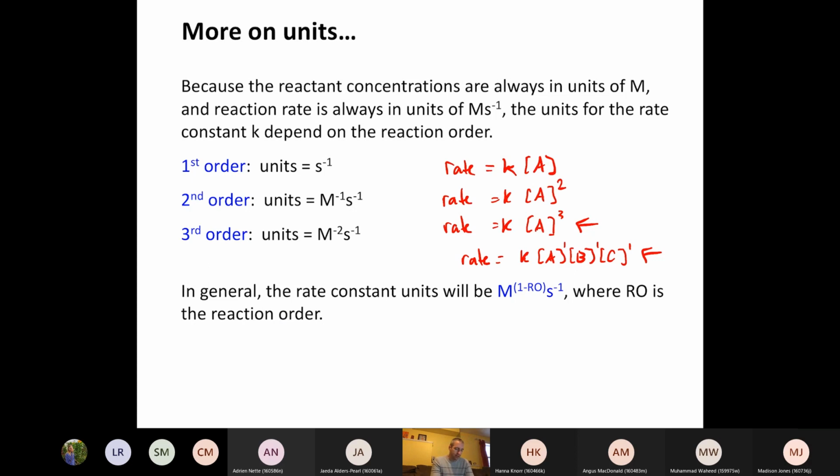One other thing you can tell is if you look at the units, right? Rate is always molarity seconds to the -1. Concentration is always molarity. So in this case, you can tell for the first order, the units would have to be seconds to the -1 for those to multiply together to give you the correct units for rate. So for first order, the units of K are seconds to the -1. For a second order reaction, the units are molarity to the -1, seconds to the -1, and so on, right? Third order would be this, and you could figure it out for any other order that you see.